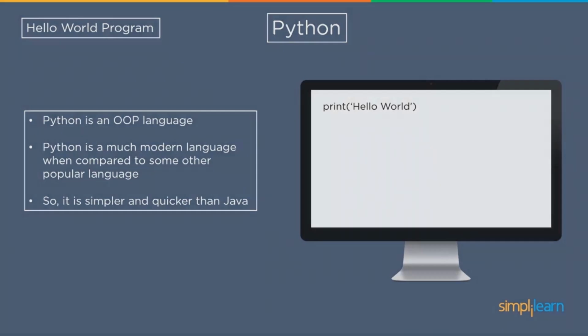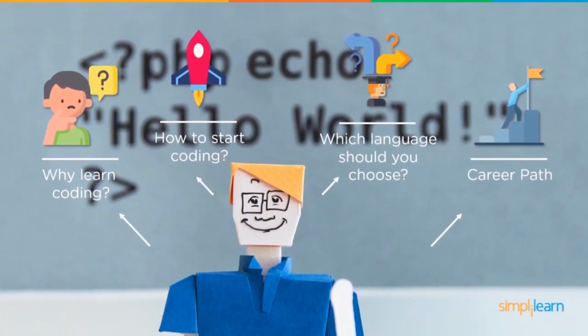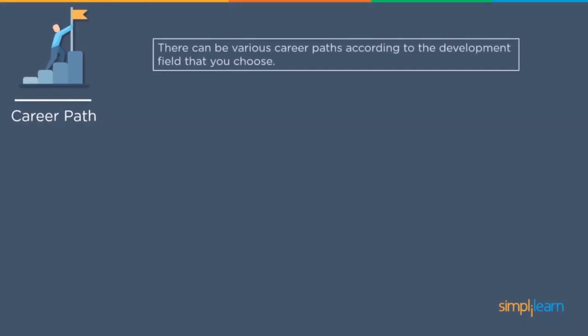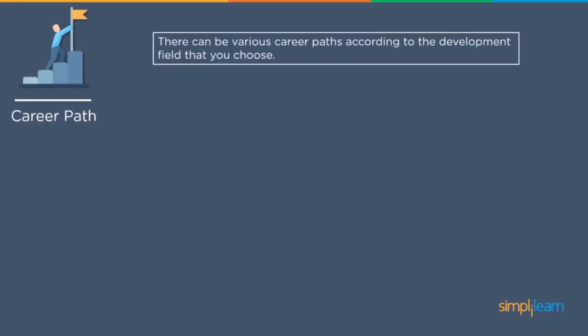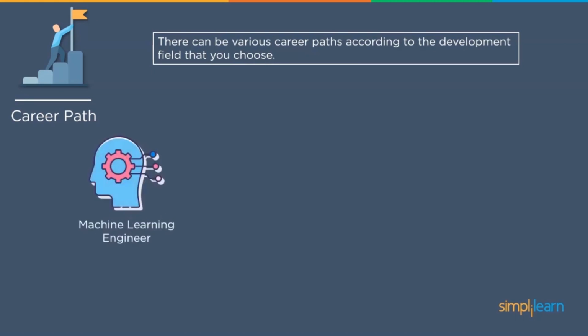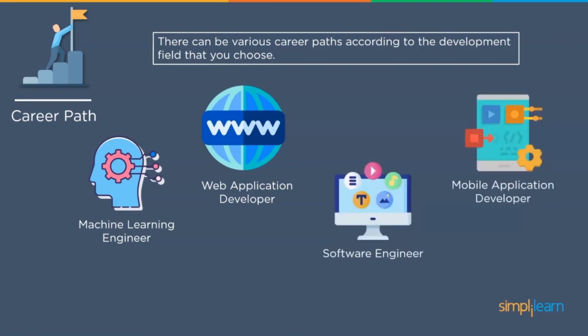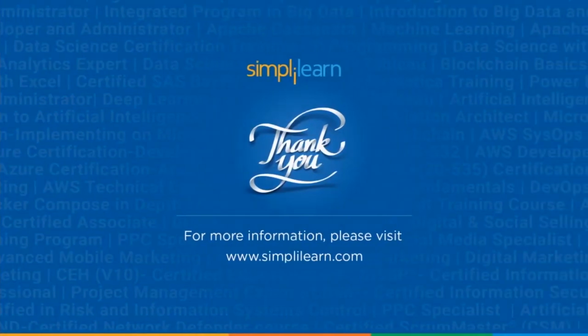So moving on, lastly, let's look at the career path. There can be various career paths according to the field that you choose to pursue. Machine learning engineer, web application developer, software engineer, and mobile application developer. So these are the few job roles that you could look for when you learn programming. And there you go. This is how you can plan to go for this field and become a programmer.